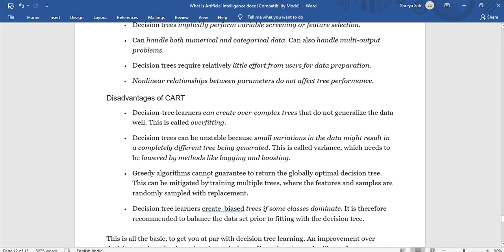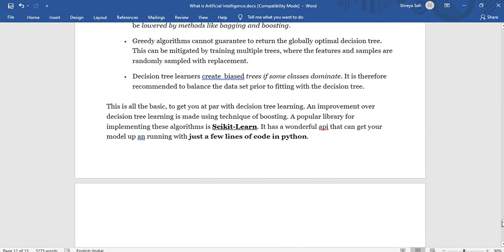Now, greedy algorithms cannot guarantee to return the globally optimal decision tree. This can be mitigated by training multiple trees, where the features and samples are randomly sampled with replacement. And decision tree learners create biased trees if some classes dominate. It is therefore recommended to balance the dataset prior to fitting it with a decision tree. So these are the cons.